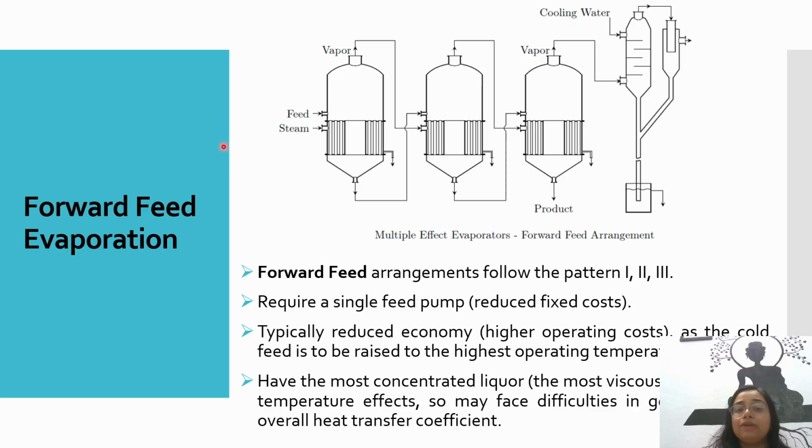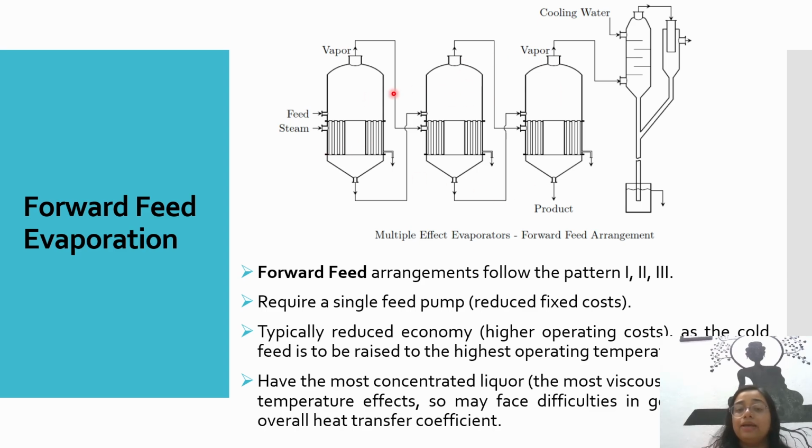A pump will be required only to initially introduce the feed into the first effect. After that, for moving the liquid from one effect to another, we do not require any pumping system. This is because there is always a pressure gradient existing between effect 1, effect 2 and effect 3.